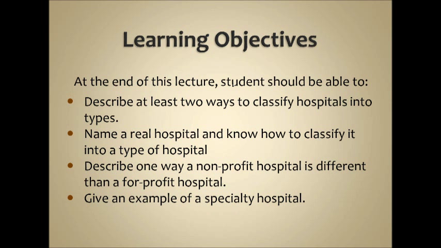Now we have reached the end of Chapter 8, both lectures. At the end of the second half lecture, you should be able to describe at least two ways to classify hospitals into types, name a real hospital from the lecture or from your own experience, and know how to classify it into a type of hospital. Describe one way a nonprofit hospital is different than a for-profit hospital. And finally, you should be able to give an example of a specialty hospital.